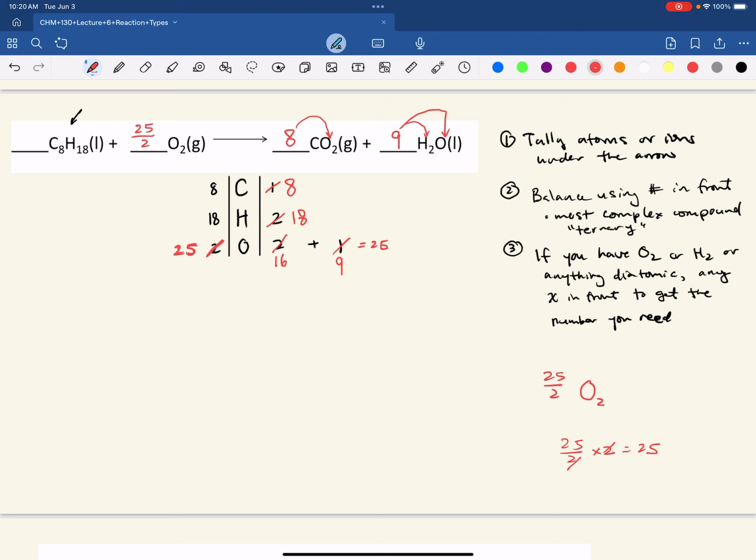And this is the case for all diatomic molecules. Like, for example, if you have H2 and you need, let's pretend you need, 35 H2s, then you can write 35 over 2 in front. And again, 35 over 2 times 2 gets you 35. Then you have 35 hydrogens. So whatever number you need, put it over 2. Remember, you can write any number you want in front of the diatomic, as long as it gets you the number you need. In this case, what number you need over 2 gets you what you need.